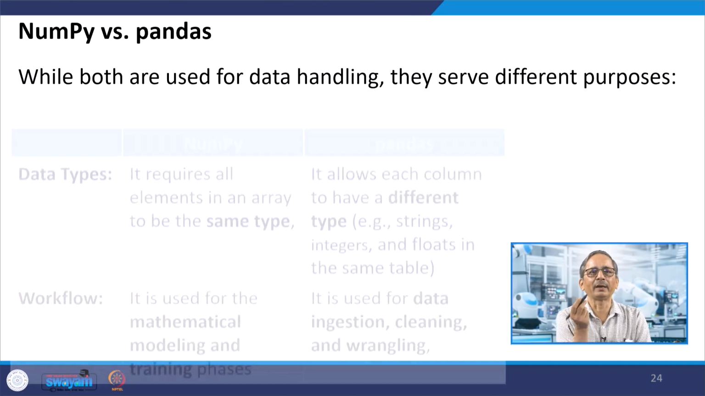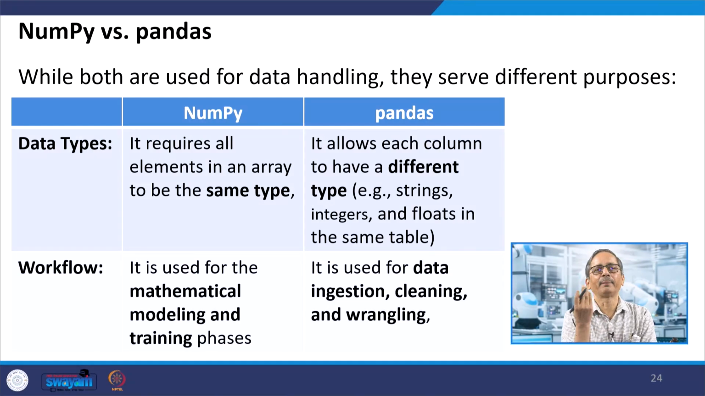So, if we compare how NumPy and pandas differ, you see the data type: in case of NumPy you need to have all elements of the same type, whereas in case of pandas it allows each column to have different types, so string, integer, float and so on. That is the basic difference. And if you look at the workflow, NumPy is used for mathematical modeling and training phases, whereas pandas is used for data ingestion, cleaning and wrangling purposes.